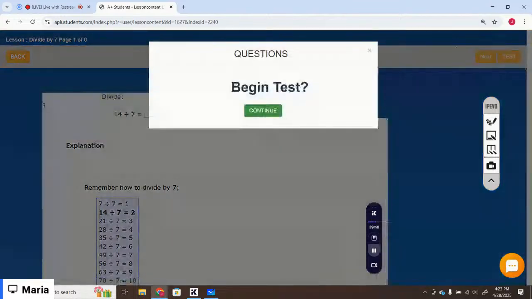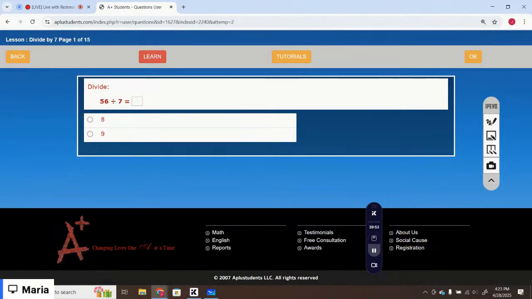Let's just start with the test questions. Fifty-six divided by 7. 7 times what number is 56? 7 times 8 is 56. The correct option is 8.